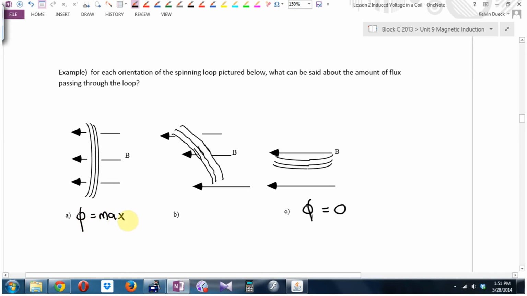In situation B, is the flux increasing or decreasing? I can't tell unless you tell me which way this is spinning. So let's add an arrow like this, and let's say the spin is that way. So if the spin is that way, is my flux increasing or decreasing? Decreasing. What if the spin was the other way? Increasing. So I'm going to say here, flux decreasing.